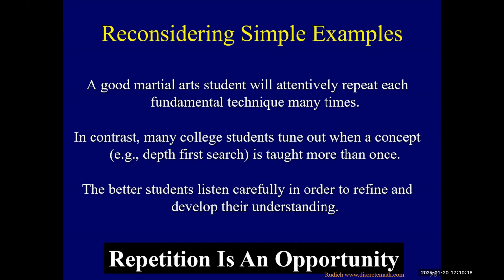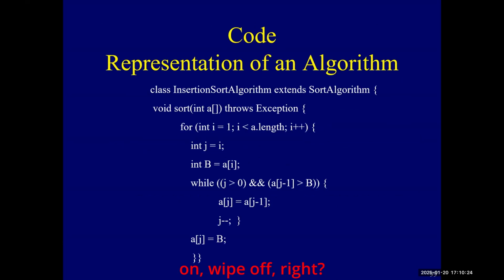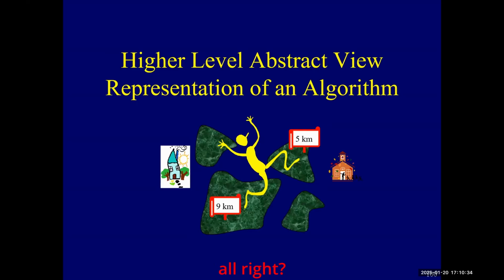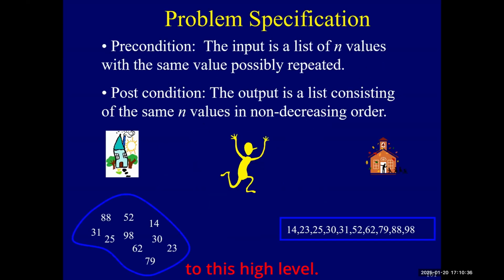All right. So martial arts says do simple things. Pay attention. Wipe on, wipe off. Right. Here's the code. Do you like reading code? He likes reading code. I don't like reading code. All right. So we're going to go to this high level. We're going to do it proof by pictures.